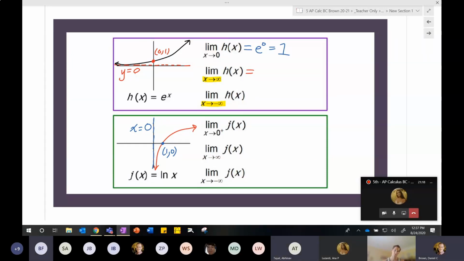Does not exist. Does not exist. So the answer is, I'm going to put equal there, but it is DNE. Why is it DNE? It is because it's going towards positive infinity.